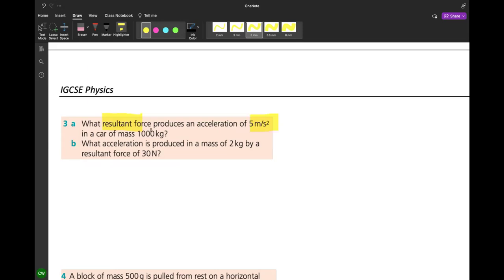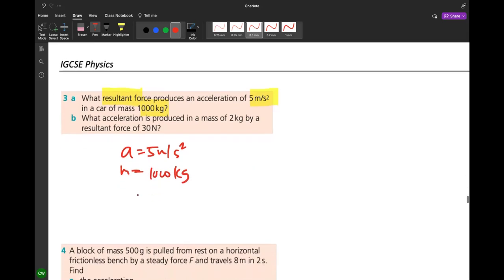Okay, next question. We are looking for resultant force. Then this is acceleration and this is a mass. Now, acceleration is A, 5 meter per second square. M is the mass, 1000 kg. What is the formula for force? Force is MA. Can you find the force? We have 1000. You have to multiply by 5. So what is 1000 times 5? So this is 5000 Newton.